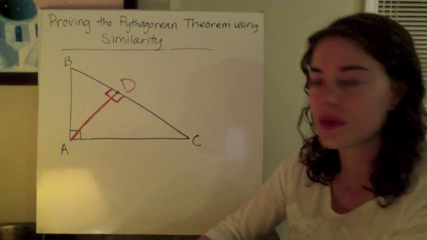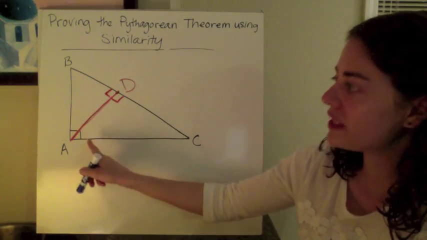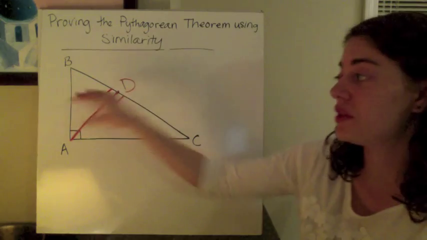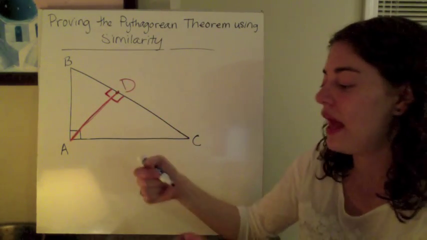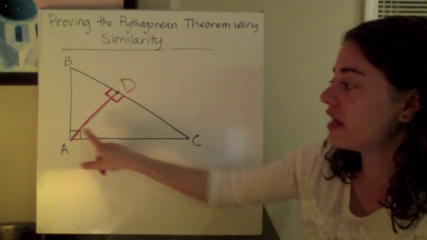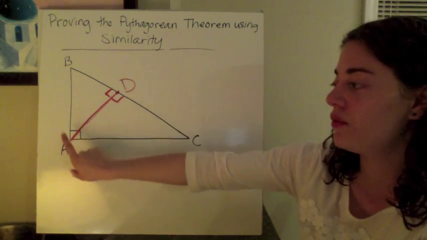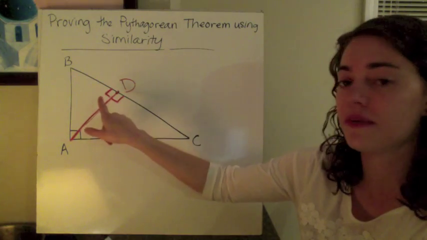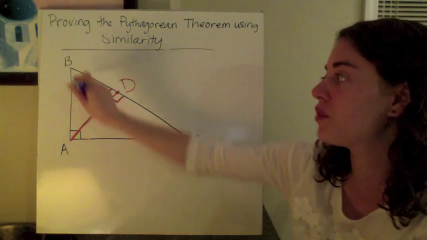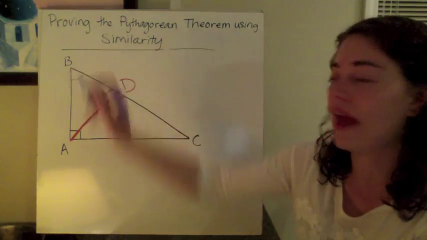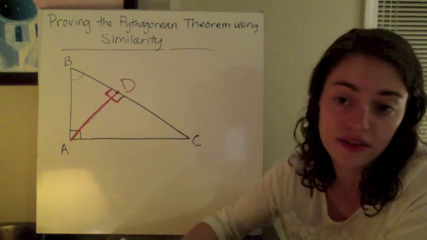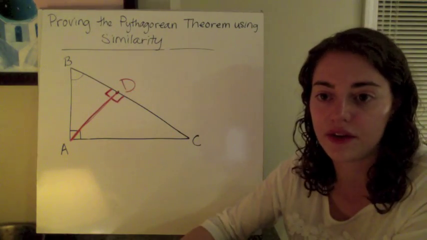triangles are similar. So if we take a look at this small triangle up here, is that similar to this big triangle in black? And I'm going to say that it is, because they both have a right angle. In the big triangle, it's at angle A. In the smaller triangle, it's at angle D. And they also both share the angle at B. So by the reflexive property, they share an angle, so that's congruent, and they both have a right angle.